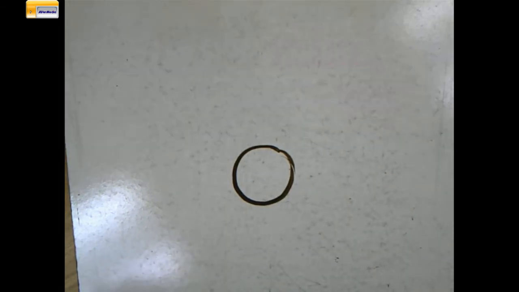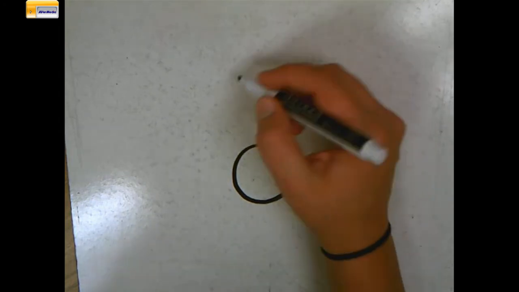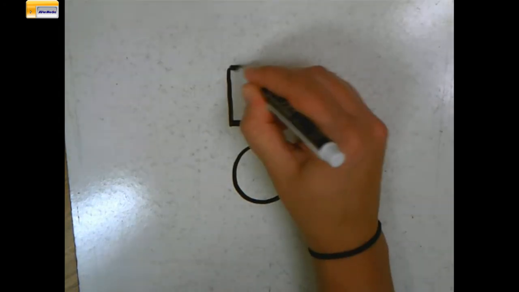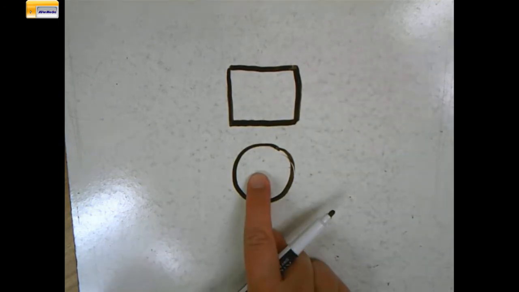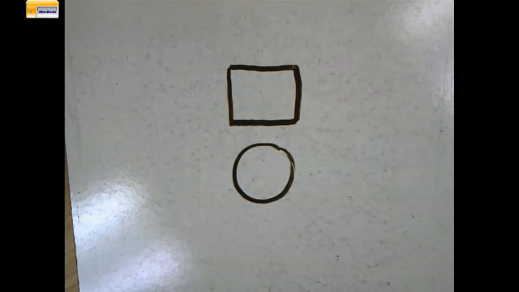Now, can you draw a square above the circle? Think about the word above. What does that mean? Draw a square above the circle. Here's my circle in the middle. The square is above it.